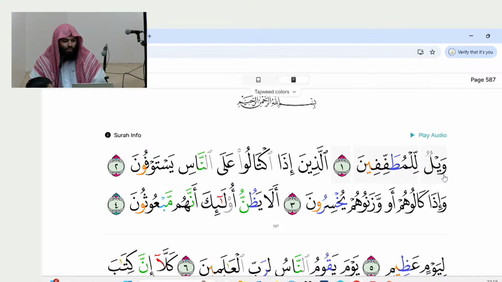Right, so we'll just do Surah Al-Mutaffifin for today. Inshallah, we'll suffice with one surah, inshallah.